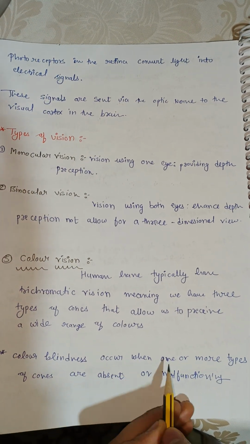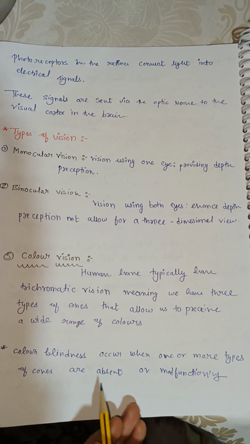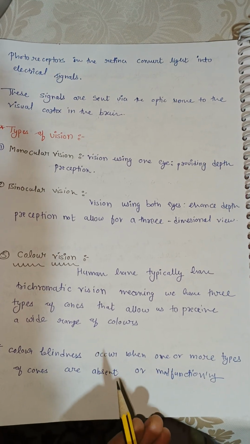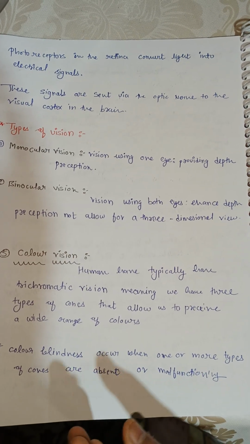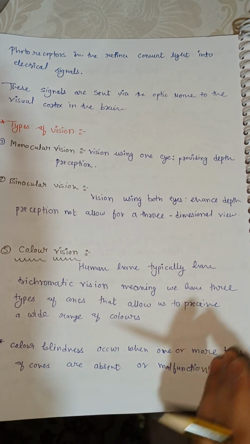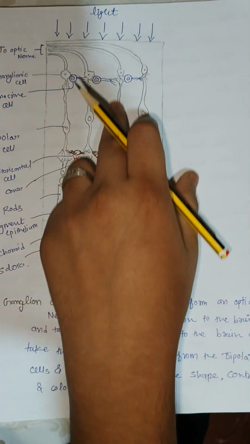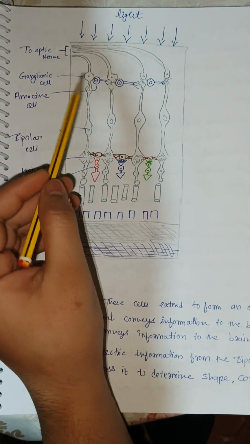Color blindness occurs when one or more types of cones are absent or malfunction. If there is a defect in any type of cones, or they are not working, then blindness shows up here. Here is the mechanism by which the light goes.